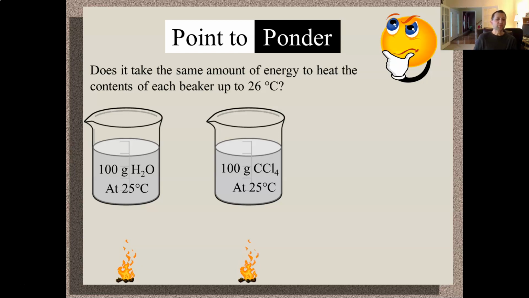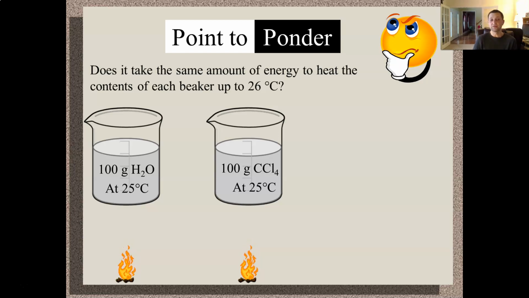substances. So on the screen in front of you, you can see that we have two beakers with two different substances in them. The beaker on the left is 100 grams of water, and the beaker on the right is 100 grams of carbon tetrachloride, CCl4. Both of these are at 25 degrees Celsius. So the question is, does it take the same amount of energy to heat the contents of each beaker up to 26 degrees Celsius? So let's take a look at it and find out.